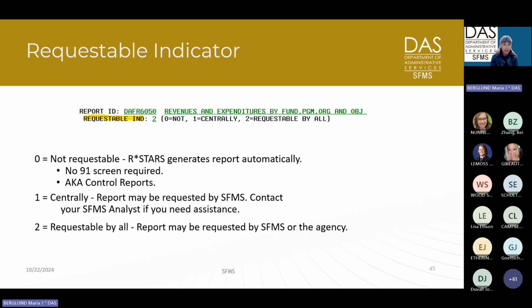So if the requestable indicator is 0, that means it is not requestable. That is, R*STARS generates the report automatically. If it is 1, that means the report may be requested centrally by SFMS. And if it is 2, that means it is requestable by everybody, by any agency. So if you need it, you can request that report to be generated.